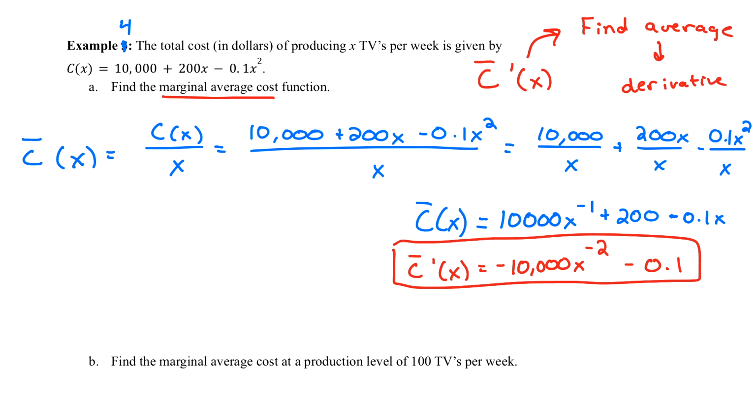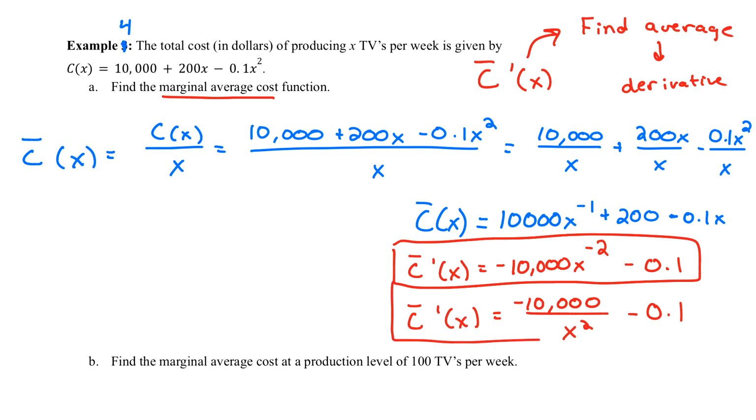So what I'm going to do is rewrite this as C bar prime of x equals negative 10,000 divided by x squared, minus 0.1, just so that I don't have to deal with the negative exponents. Either one of these answers is perfectly fine for your answer to part A. I just like and prefer to work with positive exponents. I think that we are just a little bit more comfortable with them, and like I said, we have more experience working with them. So that is how I would write my answer, but either one is perfectly acceptable.